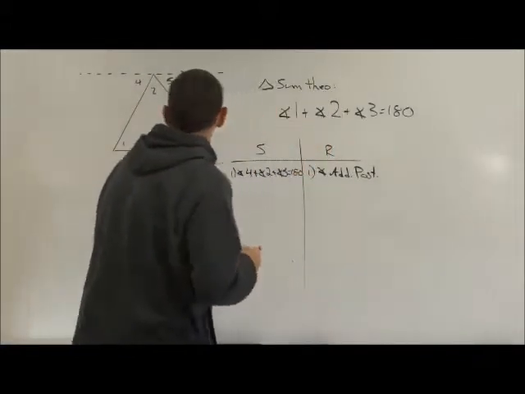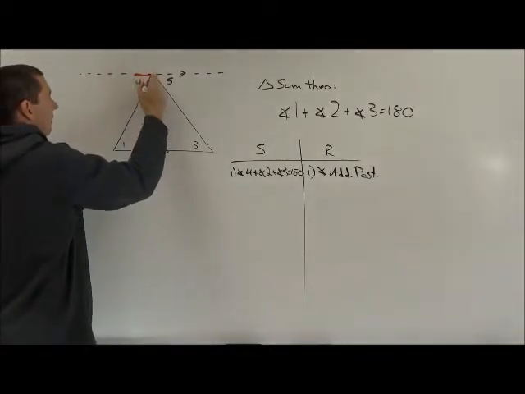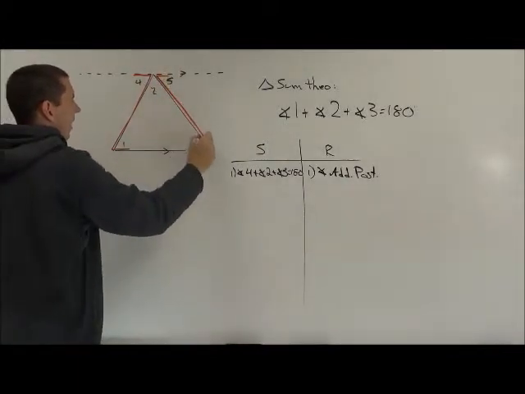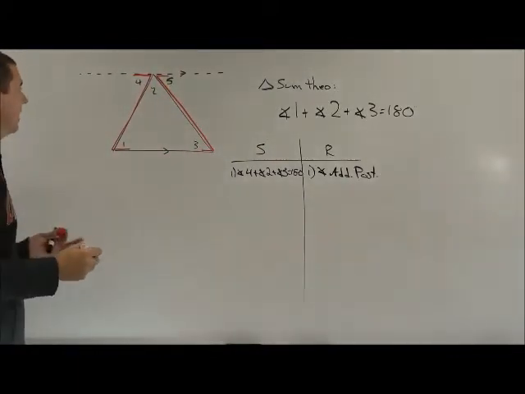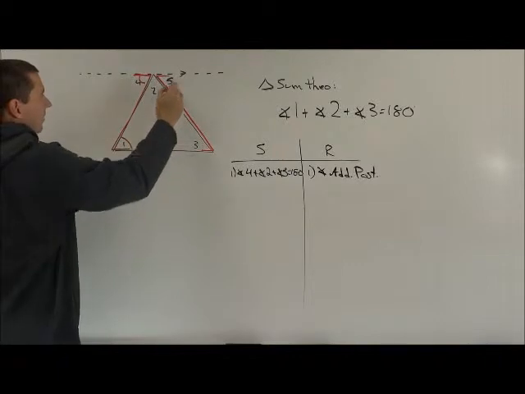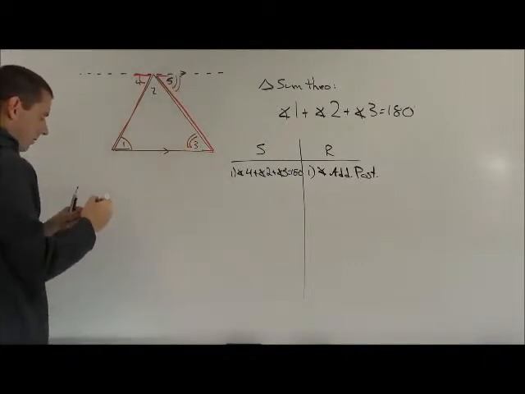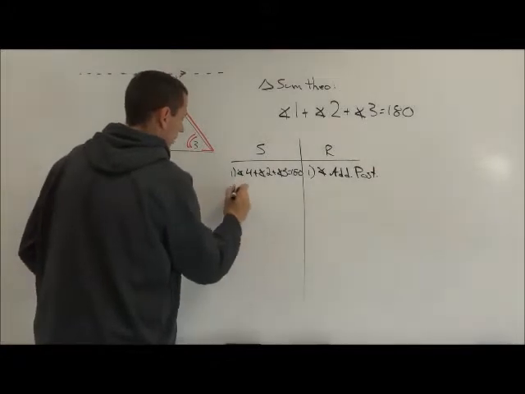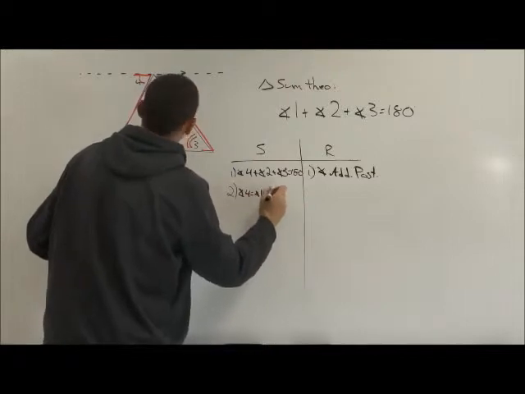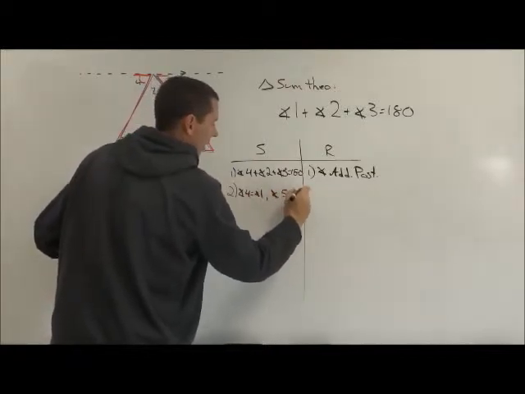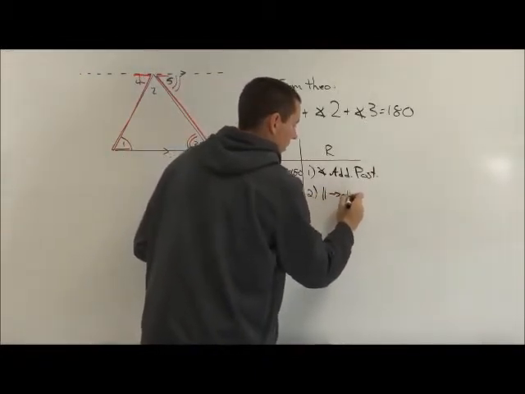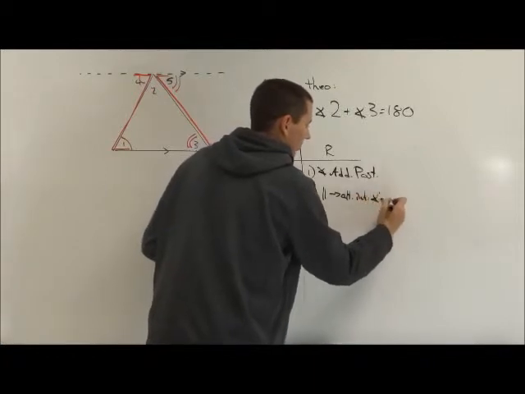With these parallel lines, I can make the alternate interior angles on the left-hand side and alternate interior angles on the right-hand side. And if the lines are parallel, then the alternate interior angles have to be congruent to one another. So my next statement, number 2, is angle 4 is equal to angle 1, and angle 5 is equal to angle 3. The reason for that is parallel lines imply alternate interior angles congruent.